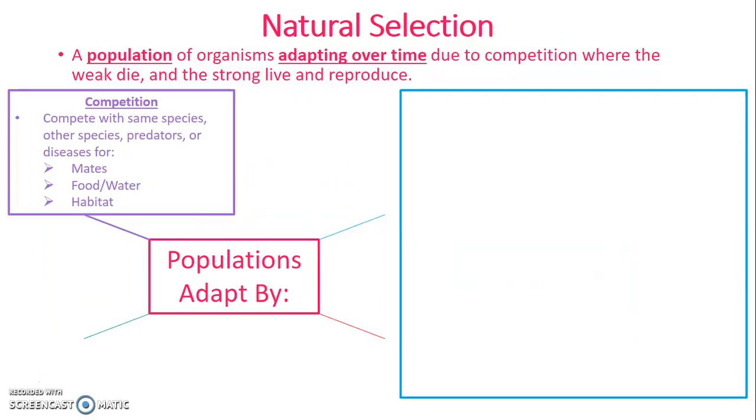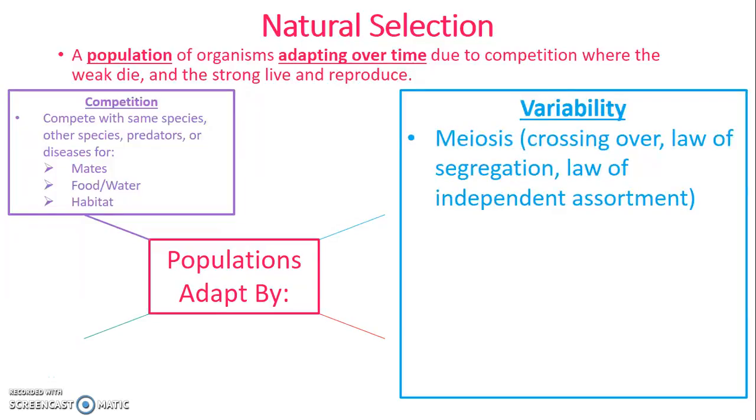The next way that populations can adapt is by variability. Remember, in this whole unit, we've been learning about variability and how organisms can vary. They can be different. And so remember that they can be different because of meiosis. During meiosis, crossing over occurs. We also learned about the law of segregation and the law of independent assortment that create different gametes. And because there's different gametes, that means that different traits are being passed on, and you can be different than someone else. Which leads us to genes and alleles.